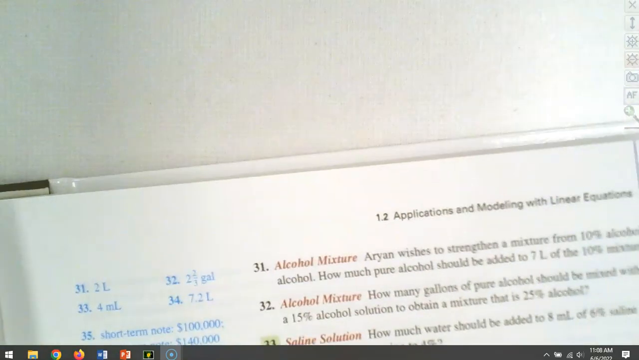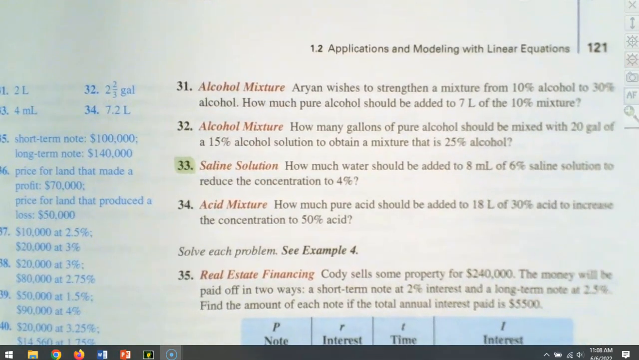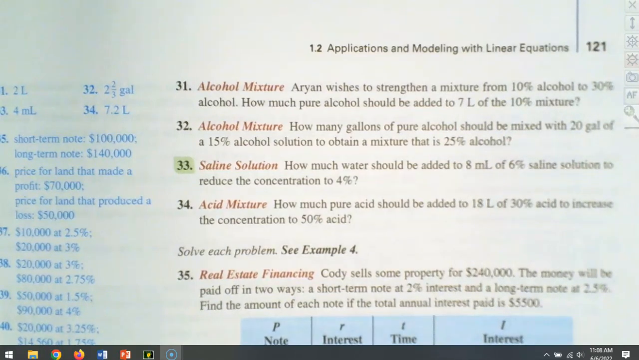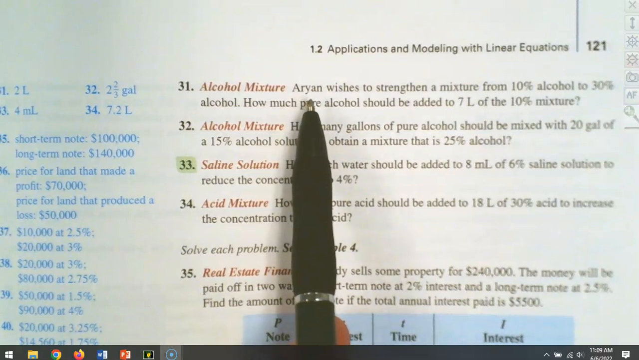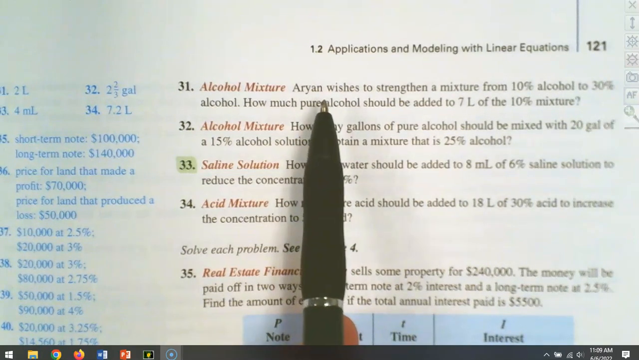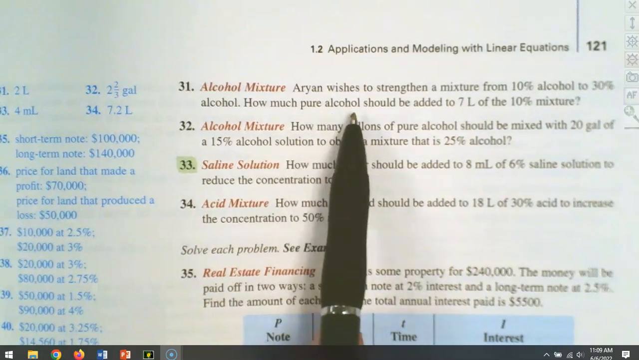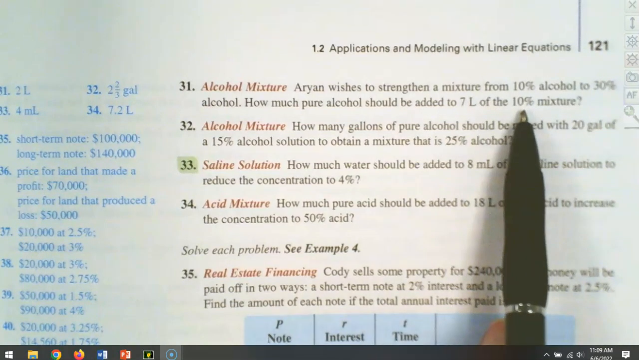Question 31. And this is on page 121. We're going to look at question 31. Aaron wishes to strengthen a mixture from 10% to 30%. How much pure alcohol? Now, pure means 100%. So how much pure alcohol should be added to 7 liters of the 10% solution?